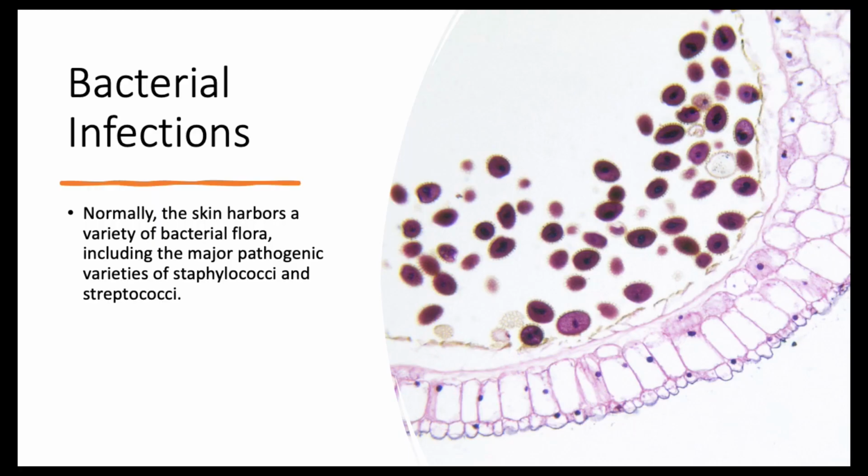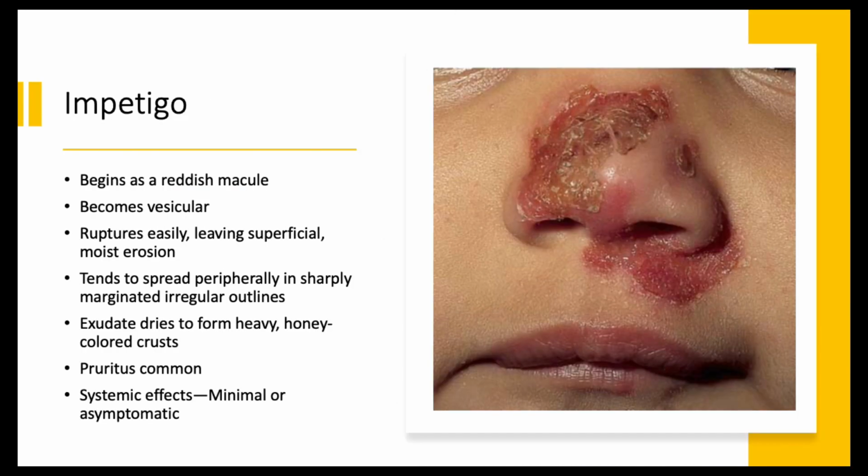Bacterial infections are fairly common in pediatrics and can occur anytime there's a break in the skin. The skin normally harbors bacteria, and the most pathogenic is either staph or strep. Impetigo is a perfect example of a bacterial infection of the skin. It starts as an itchy red rash that then becomes vesicular and then gets honey-crusted yellow drainage on top.